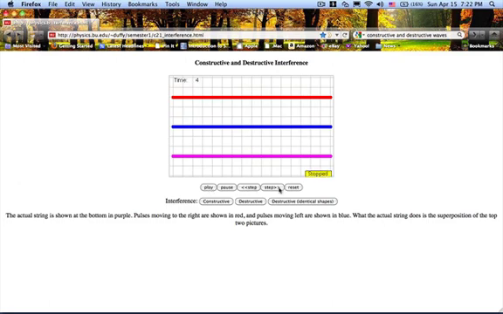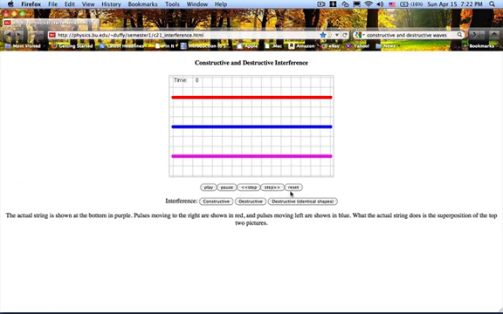And if we step through that, you can see that two crests are coming together. The red crest is coming to meet the blue crest. And when they get together, they're superimposed and they make a taller crest. That's constructive interference. Let's play it one more time for you. Cool.